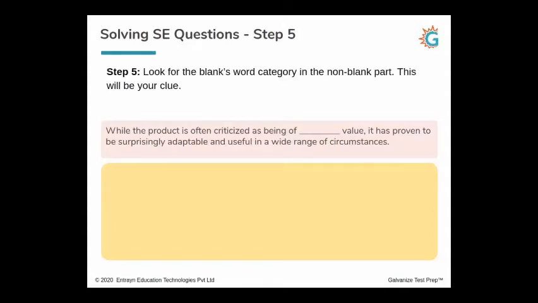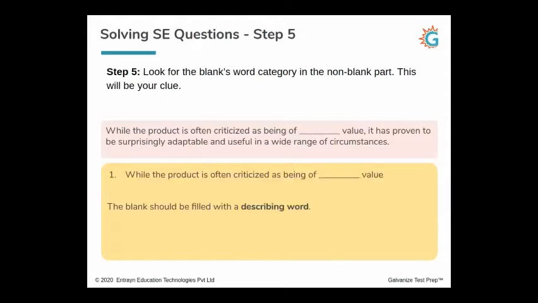Look for the blank's word category in the non-blank part. This will be a clue. So it is to identify the clue that we split the sentence into 2 parts and then found the word category. These 2 steps were done in order to understand what the clue was. Simply put, while the product is often criticized of being of blank value, the blank should be filled with a describing word. What we're going to do now is look for a describing word in the second part so that we can find the clue.